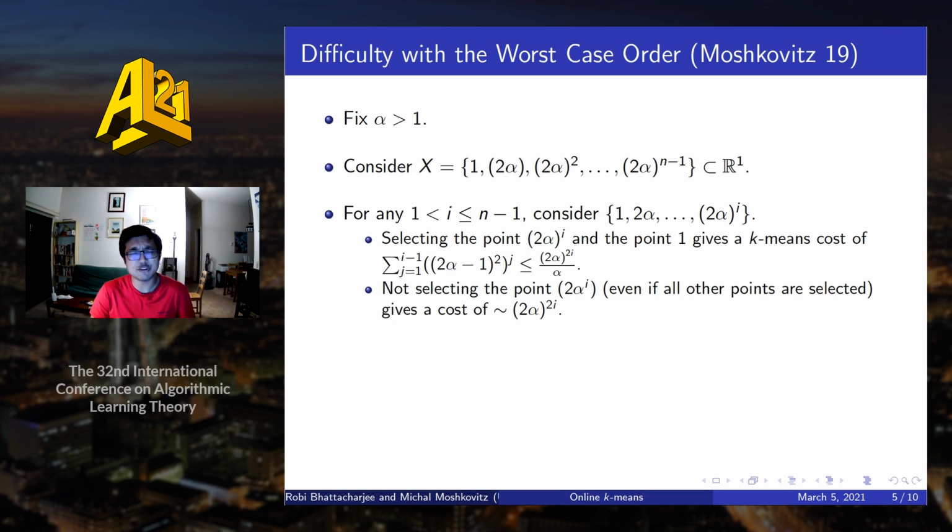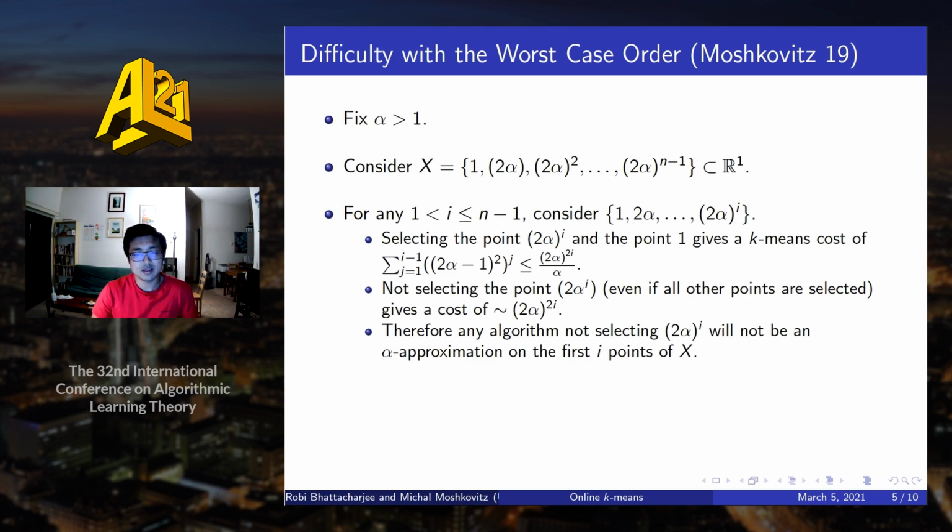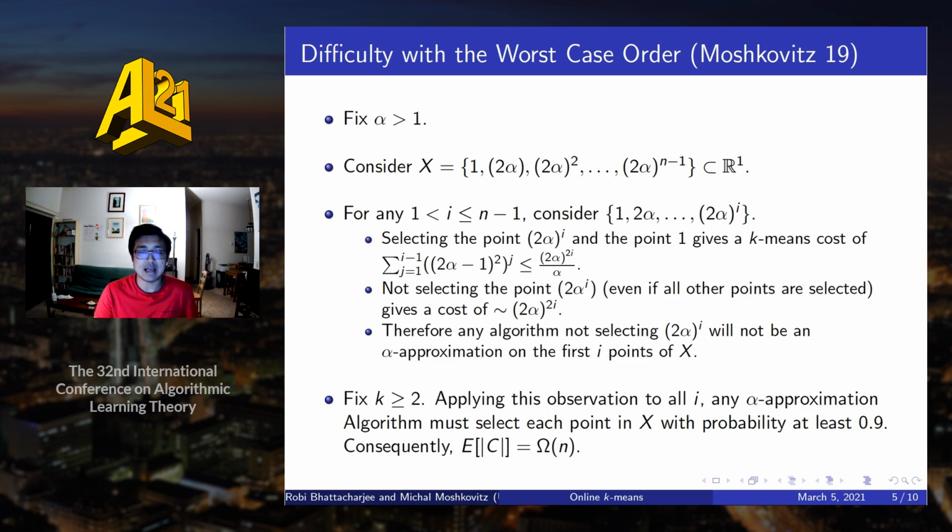On the other hand, if we don't select the point 2 alpha to the i, and maybe we can even select literally every other point, we see that the cost is approximately 2 alpha to the 2i. Basically, the intuition here is that the last point is very far away compared to the points before it, and therefore it must be given its own center. It follows that any algorithm that does not select 2 alpha to the i will not be an alpha approximation on the first i points of x. And here we're going to use the fact that the algorithm does not know the value of n. So this essentially forces the algorithm to pick 2 alpha to the i for all i. And this is the problem.